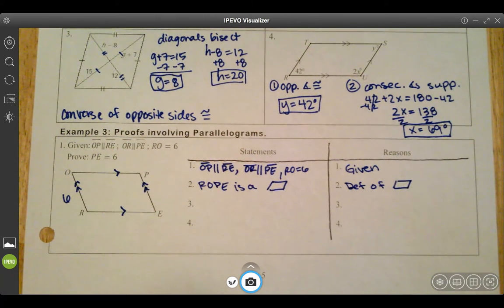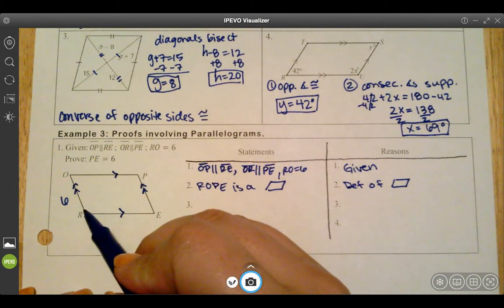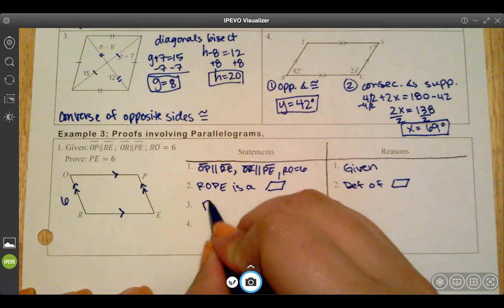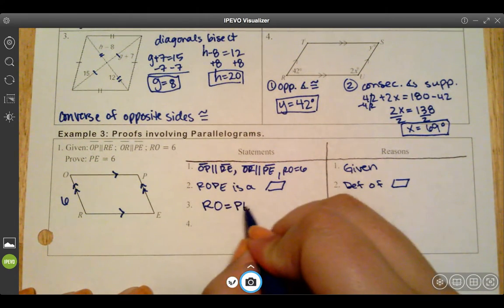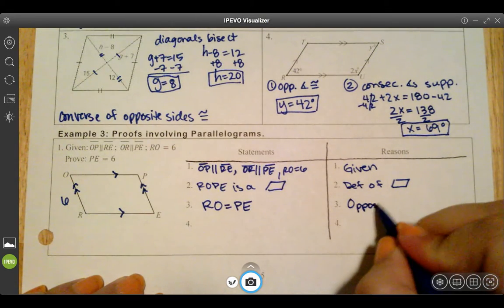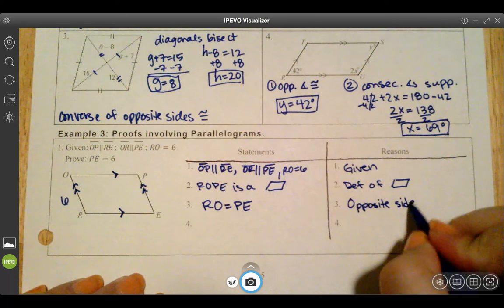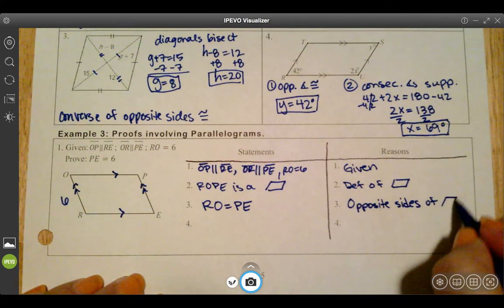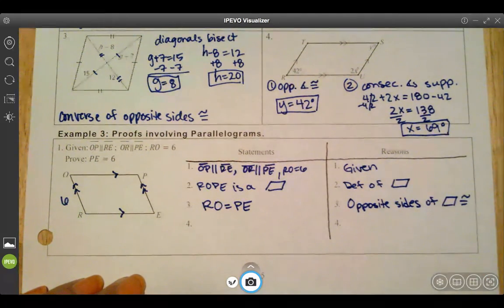Okay, congruent sides, again, not a definition of parallelogram. Congruent angles, not a definition of parallelogram. The definition of parallelogram is opposite sides are parallel. Because this is a parallelogram, I can say that RO is equal to PE. RO is equal to PE because opposite sides of a parallelogram are congruent.